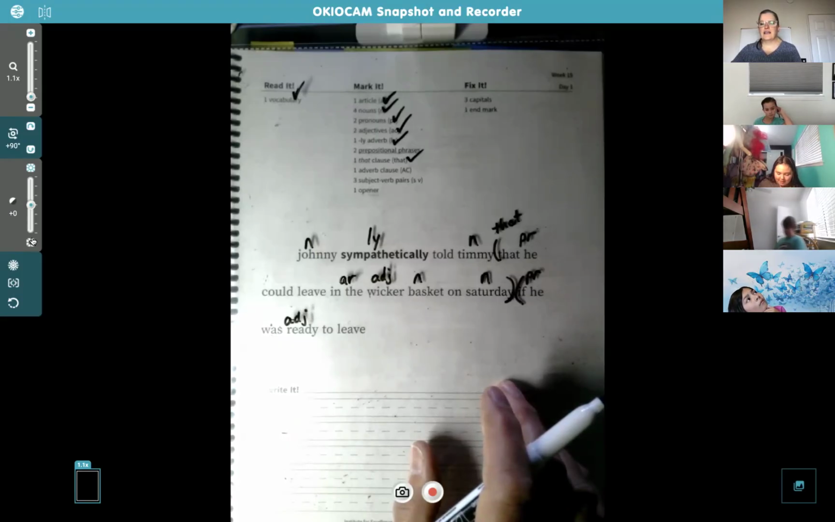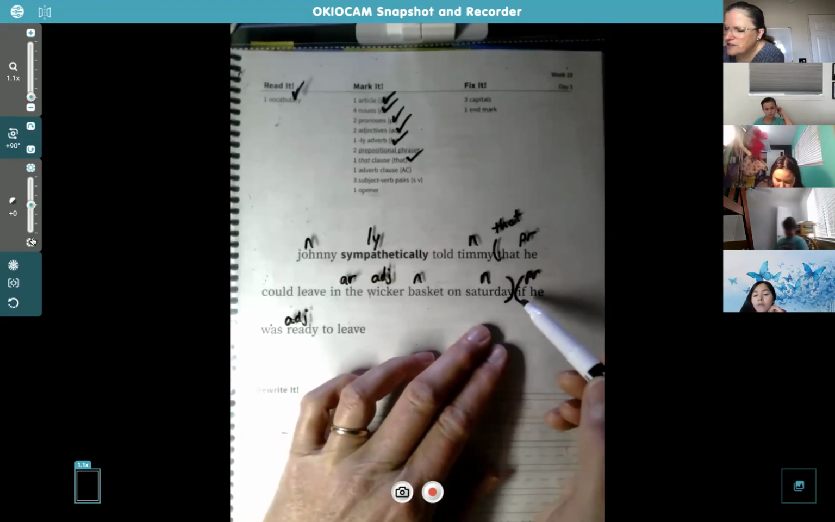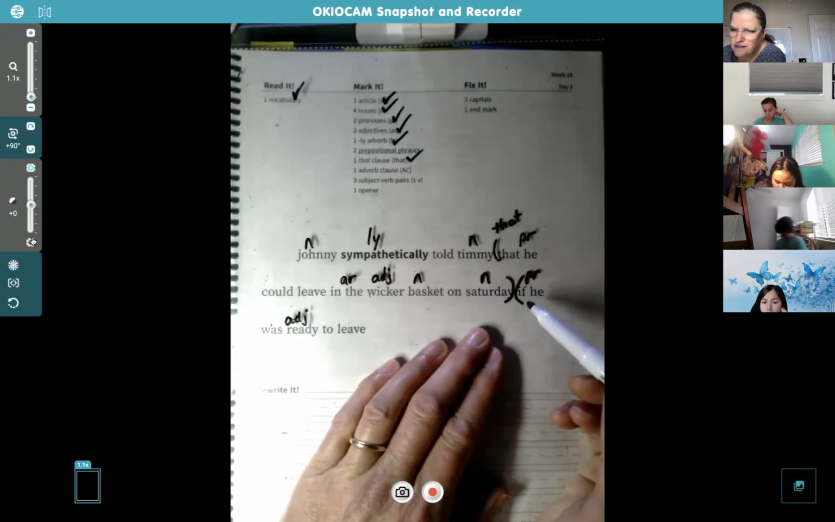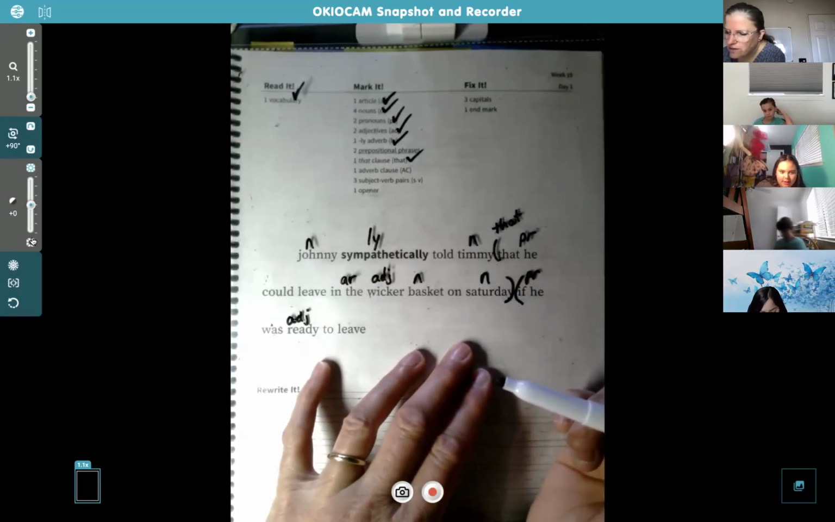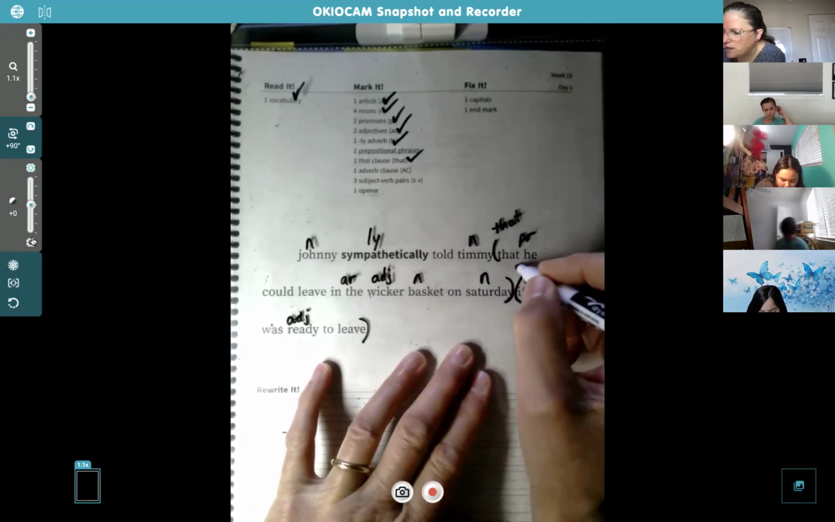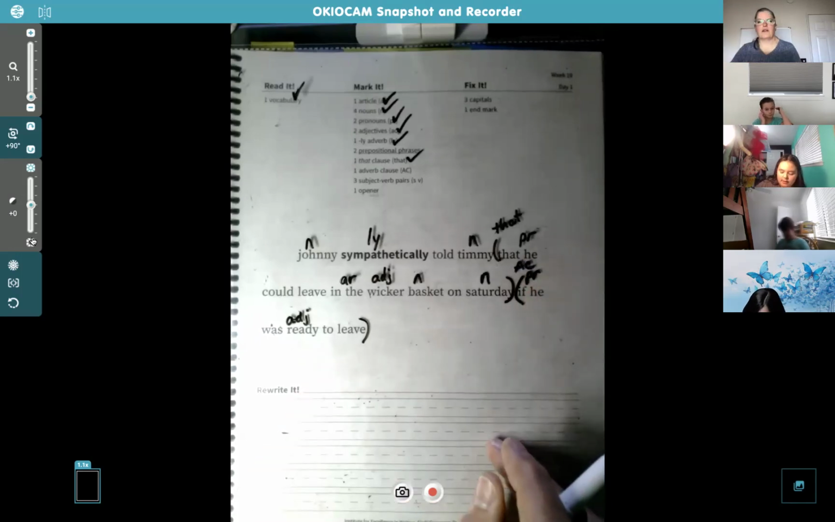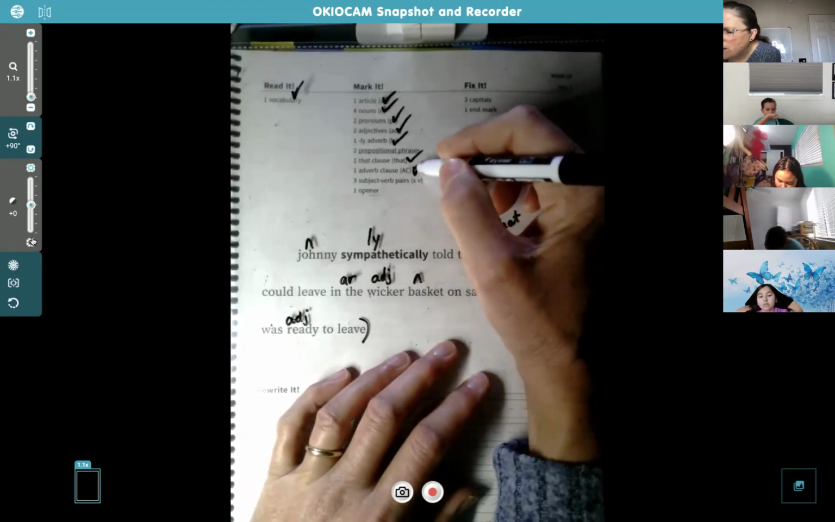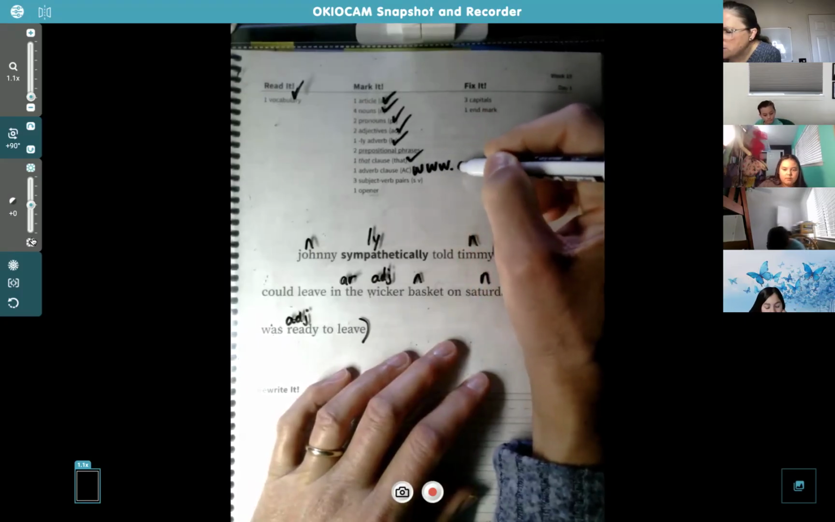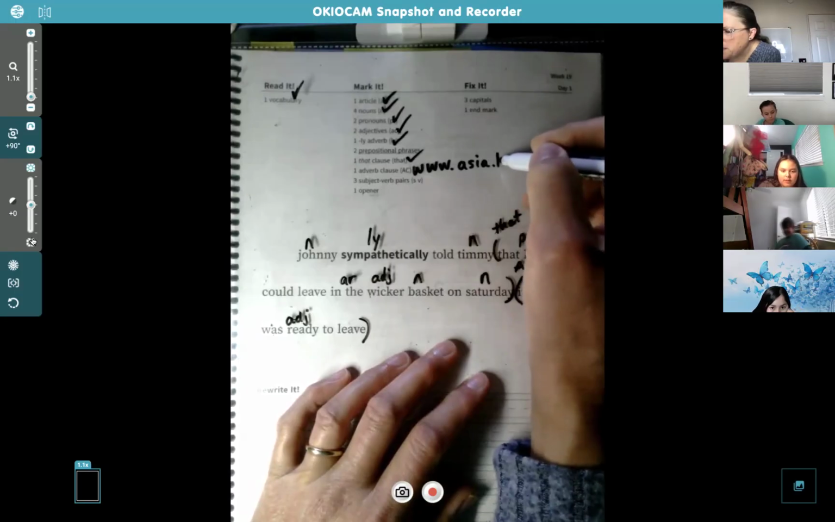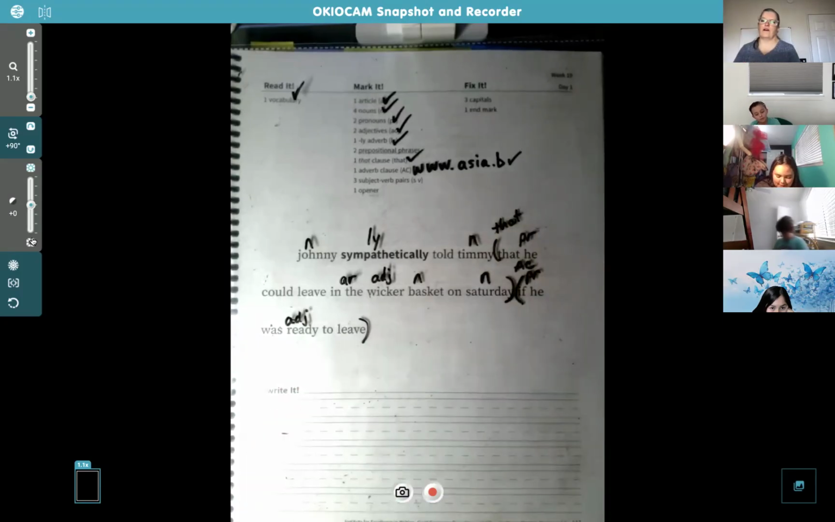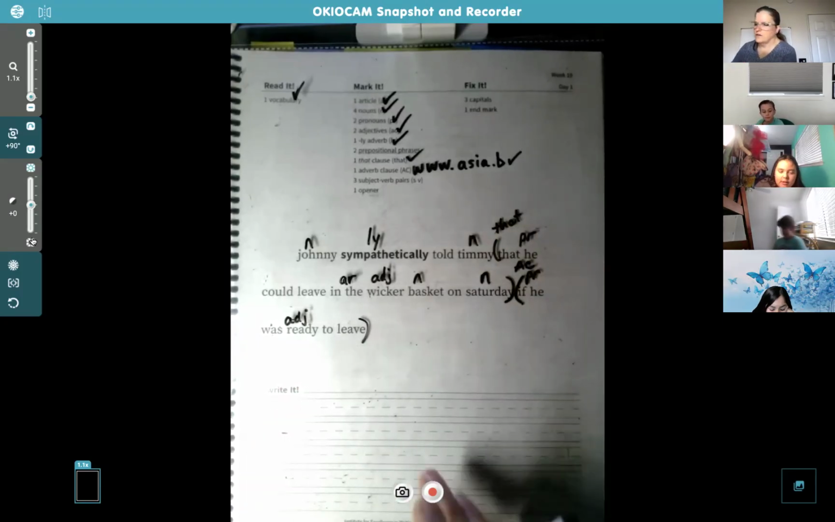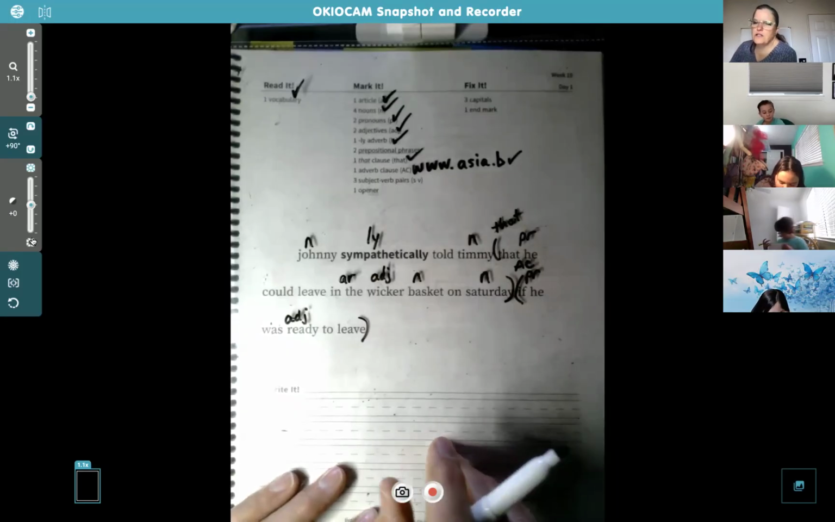No, wait, so it starts with if, because if is an Asia word. It's the I. So if, and then how far does it go? He was ready to leave. Yes, all the way to the end. Good job. And we're going to label it AC. That's the adverb clause. So right here, Malia, I want you to write www.asia.b, and that'll remind you, okay? And then I know we put a post-it on that page, so you can go back to it and memorize those words. All right, let's move on to the verbs next.